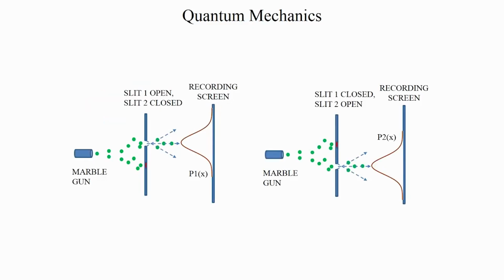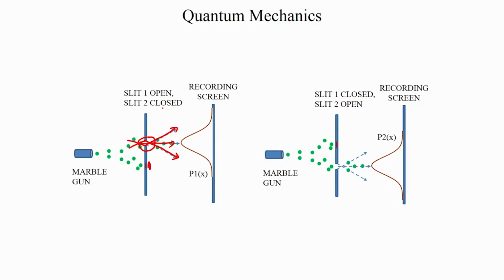Now let us play around with this. Let's say we close one of these gaps. So slit 2 is closed and slit 1 is open, and you fire your marble gun. You will find that the marbles cannot get through the barrier beyond this point in these regions, and the only possible way to impact the screen is by traveling through this gap here. The marbles randomly travel through this gap. Some might bounce off this edge, some off that edge, and some of them just get through.